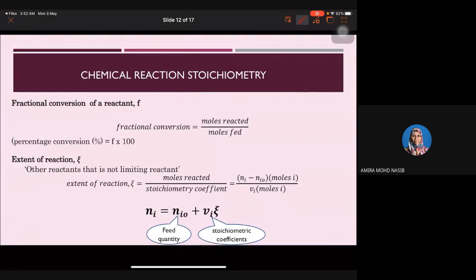Okay, next we are going to learn about fractional conversion of reactant, or the symbol is F. So this is the equation. Fractional conversion equals moles reacted divided by moles fed. Okay, if it's asking for the percentage of conversion, then you just directly times 100. And second thing you are going to learn about is extent of reaction.